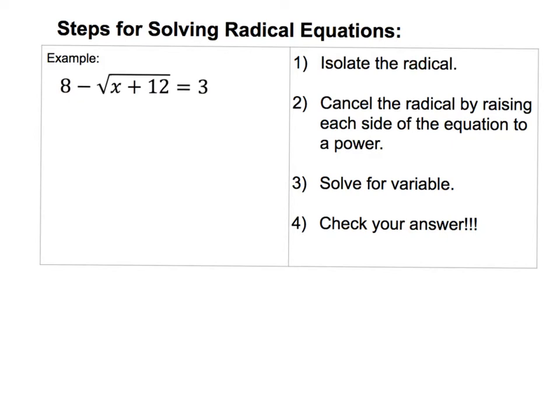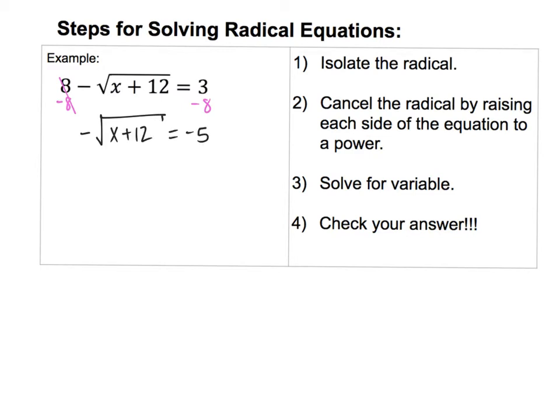Just like with parentheses, when you have a set of parentheses, you want to get the parentheses by itself. So anything that's outside, like the 8 and the negative, we're going to have to remove. Outside here, I have an 8 and a negative. I need to remove this 8 first. That's pretty easy. All I have to do is subtract the 8 off to remove it. And so now I have negative square root of x plus 12 equals 3 minus 8, which is negative 5.